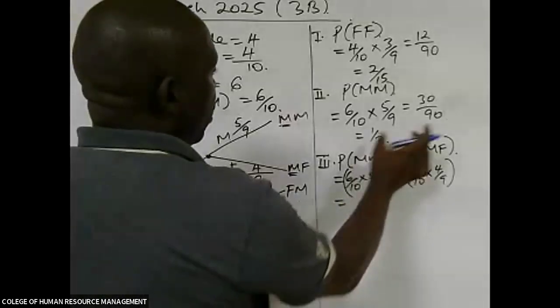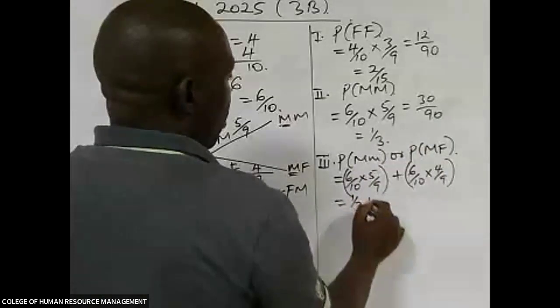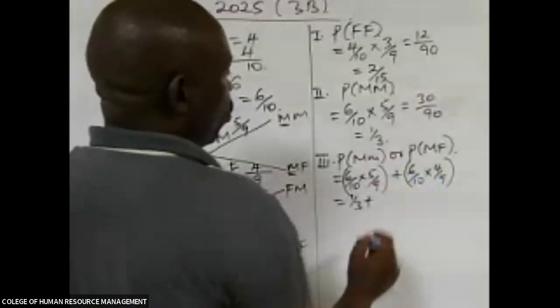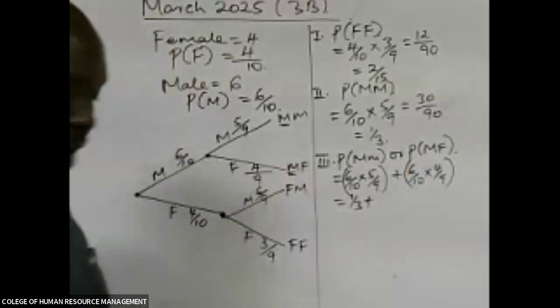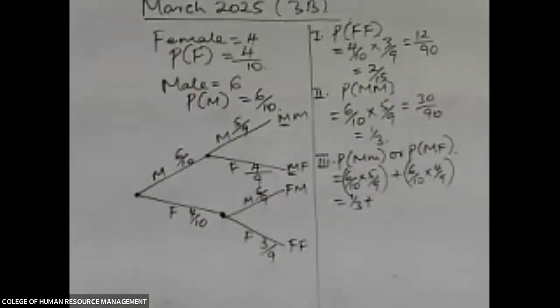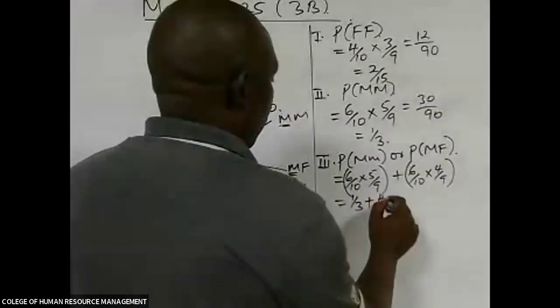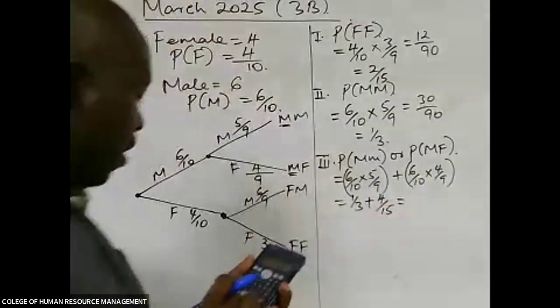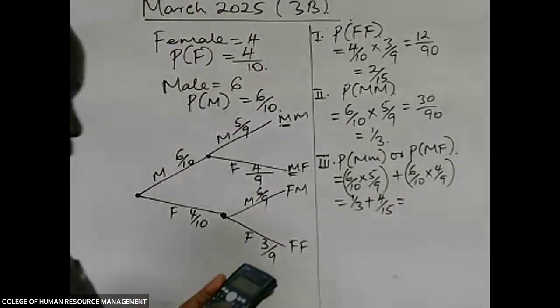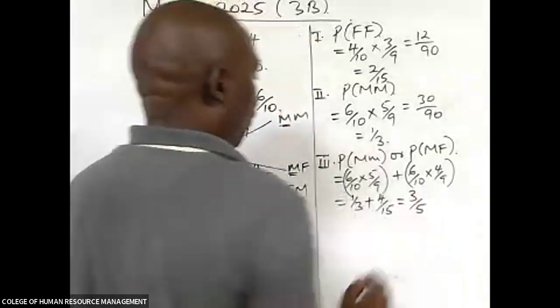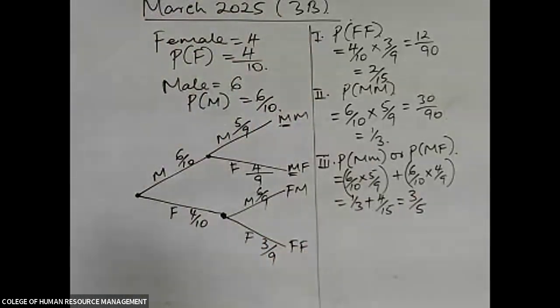So you can work out, this one is the same as what you got here, 1/3 plus this one, which is going to be equal to 24 divided by 90. 6 times 4 is 24/90, which is 4/15. Plus, the answer will be 3/5. The answer is 3/5, the probability that the first employee to be picked is a male.